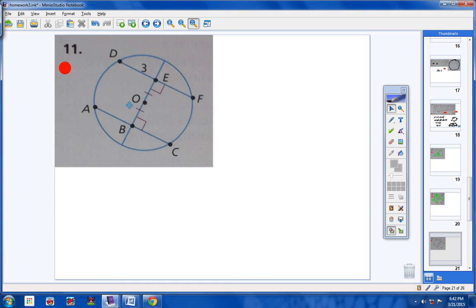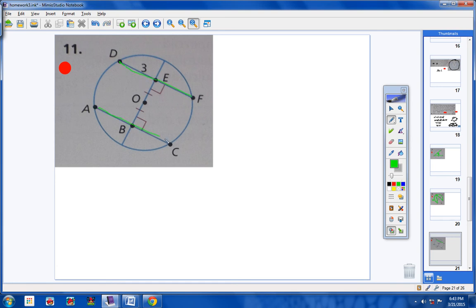Number 11. Alright, we're looking for the length of AB. Now, first of all, students, I would like to point out to you many things. First of all, I have a diameter right here. That is a diameter of a circle. Now, I know that because this chord passes through center O. O is the center of the circle. Okay, now I also notice that this diameter is perpendicular to DF, and it's perpendicular to AC.